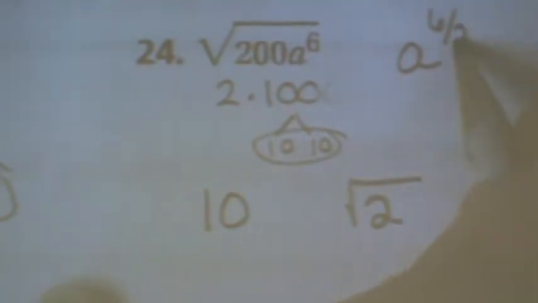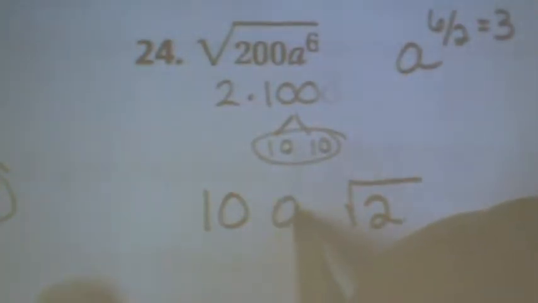And the last one, square root of 2 times 100, too many zeros. 2 times 100, and 100 is 10 times 10. So we've got a perfect square there. So this is 10 root 2. And you've got 6 over 2, so a to the 6 over 2, which is 3. So you've got a to the 3rd. Done.